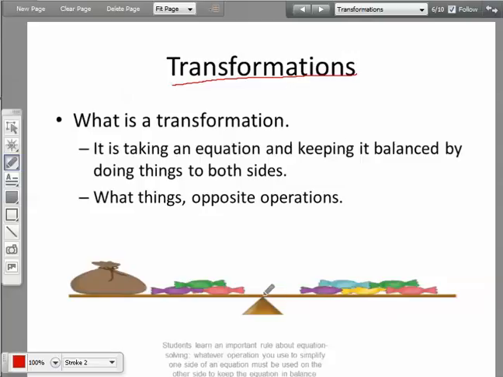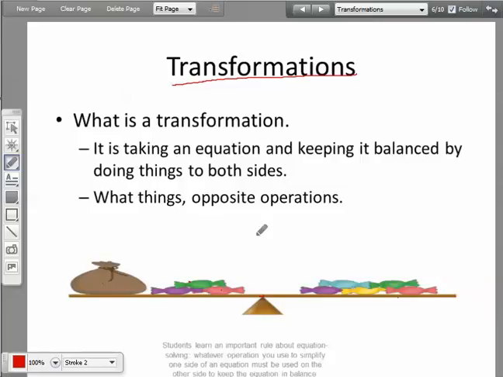If you've got a teeter-totter and you've got a big bag of candy and then 3 pieces of candy on one side, and on the other side you've got 5 pieces of candy. Notice how this teeter-totter is balanced. It's not high on one side or high on the other side.